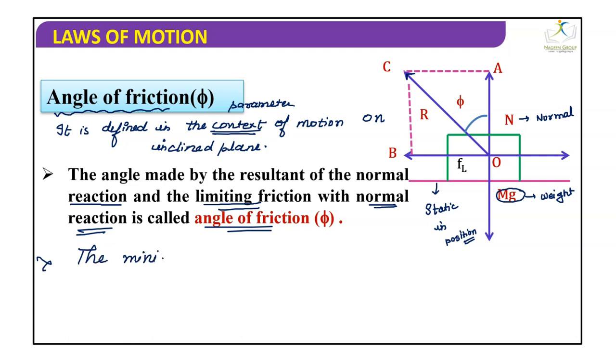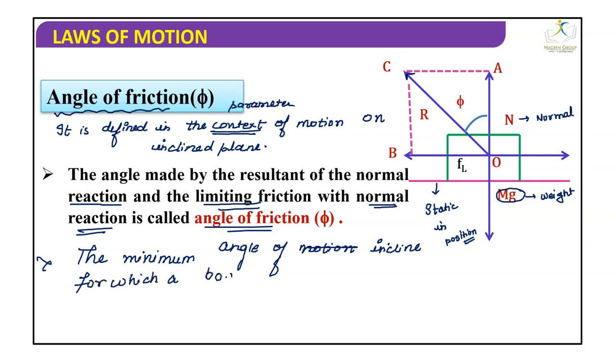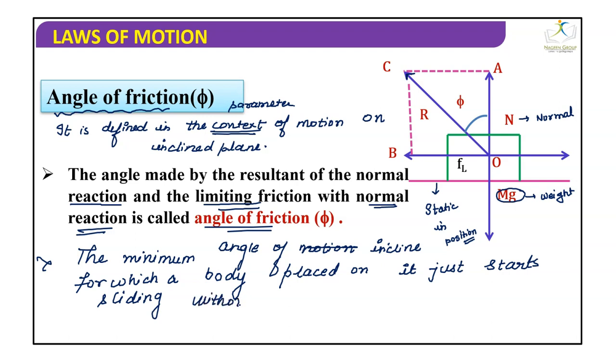So the minimum angle of incline for which a body placed on it just starts sliding without any external force is called the angle of friction.